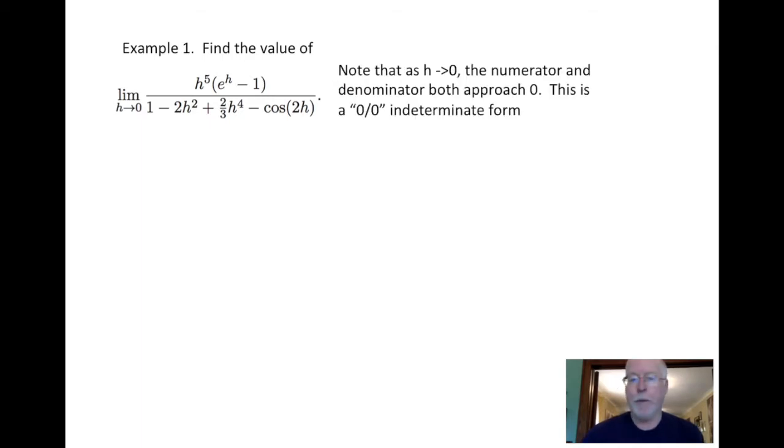Now, as always with limits, we first check to see what form we have. You can see that as h goes to 0, the numerator and denominator both become 0. So we have a 0 over 0 indeterminate form. We've worked with these for a long time. We started these first week of Calculus 1.